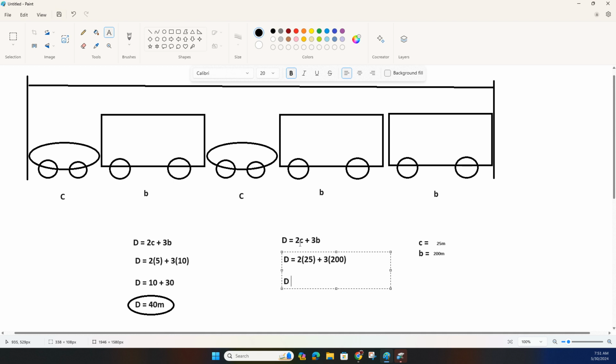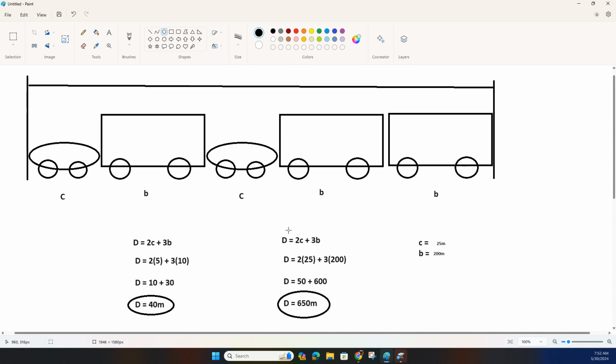Next line of math. D drops down, equal sign drops down. And now I have to think order of operations, BEDMAS. Well, what comes first? Multiplication or addition? BEDMAS, B-E-D-M. Multiplication comes first. So 2 times 25, yep, that's 50. Plus sign drops down. 3 times 200, yep, that's 600. Next line of math. D drops down, equal sign drops down. 600 plus 50 is 650. And I'm not quite done yet because I need to have my units. And I absolutely have to circle my answer.